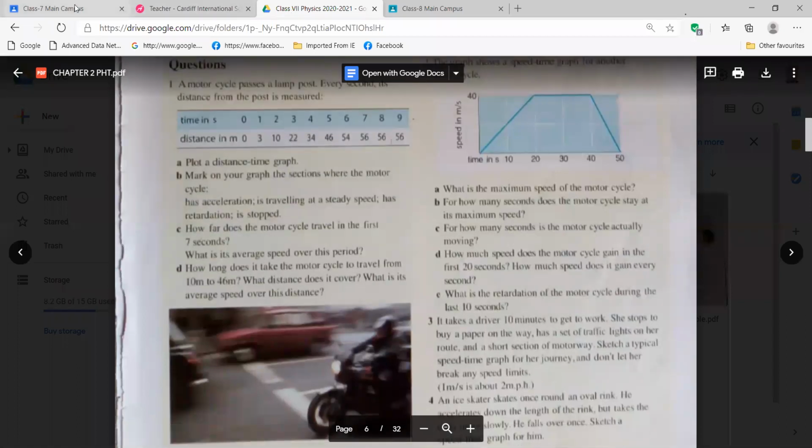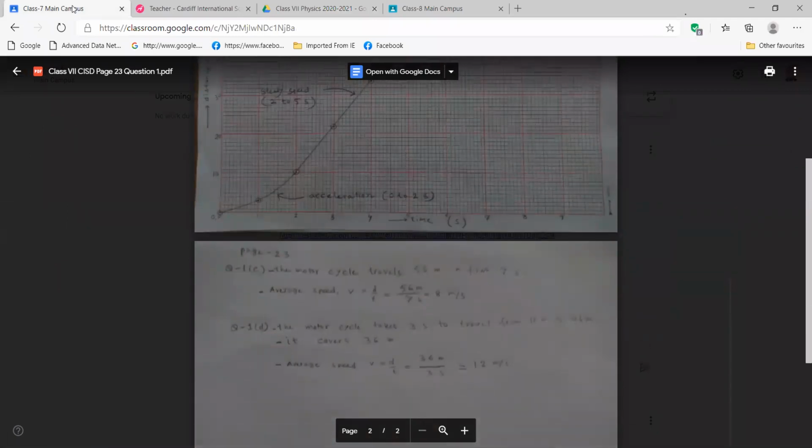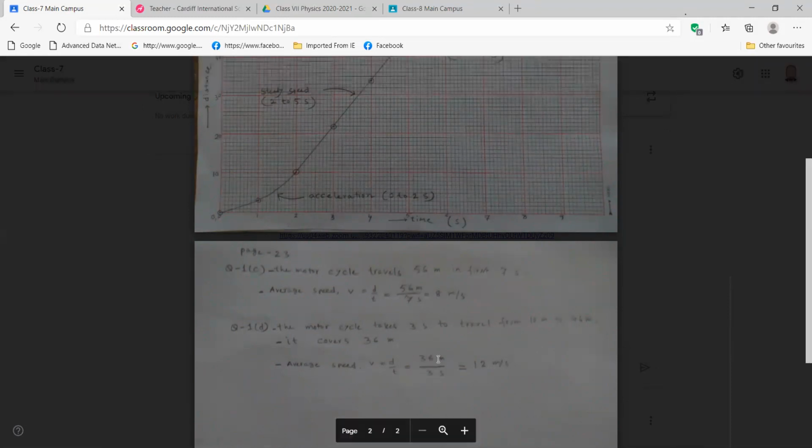What is the average speed? 12. Did I write the solution? So how to do the average speed? I showed you also. Average speed is V equals D by T, distance divided by time. 36 meter by 3 seconds. It is 12 meter per second. Is it clear? Yes, sir.